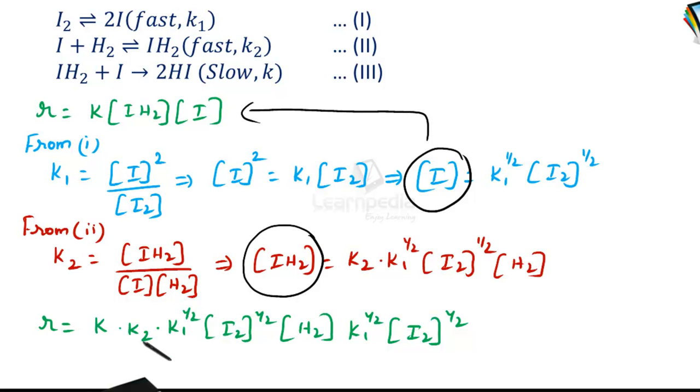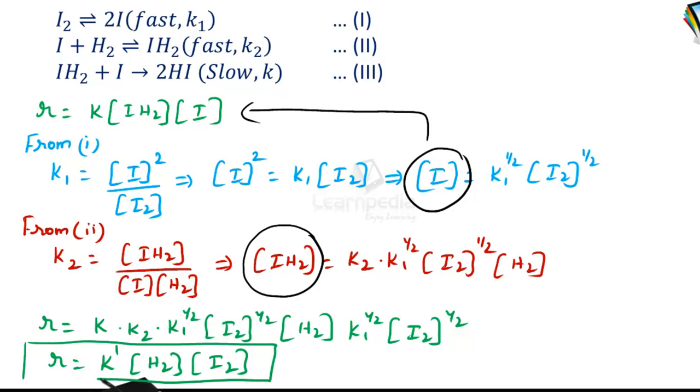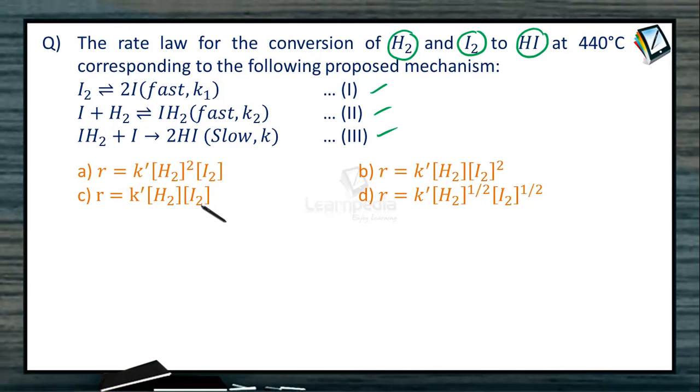So now K into K2 into K1, we can simply write as K dash, and this is H2, this I2 to the power of half and this I2 to the power of half becomes equal to I2. So our final expression is rate is equal to K dash into concentration of H2 into concentration of I2, and that is there in our option C.